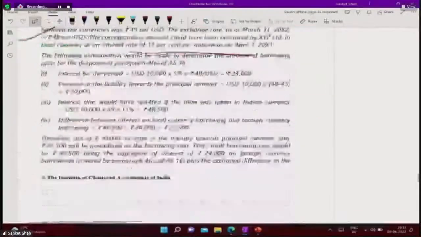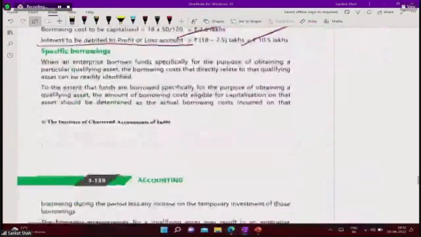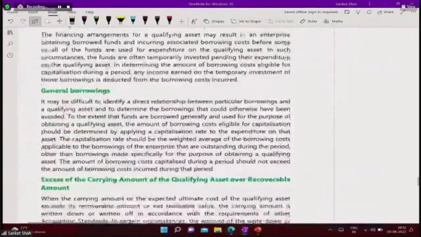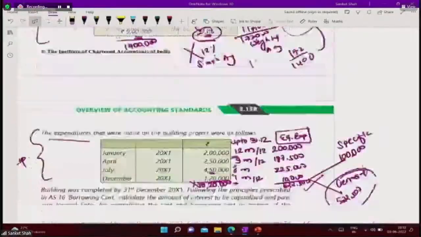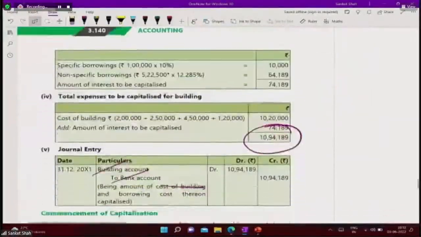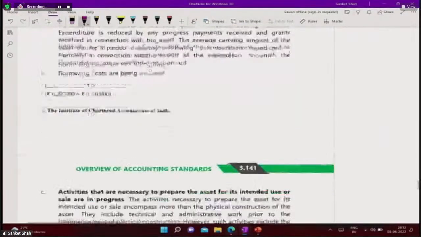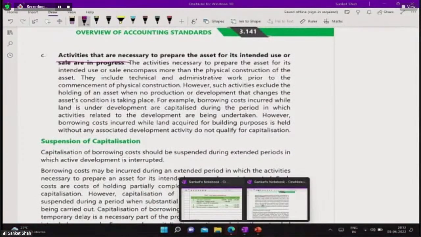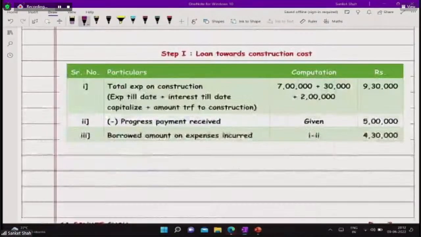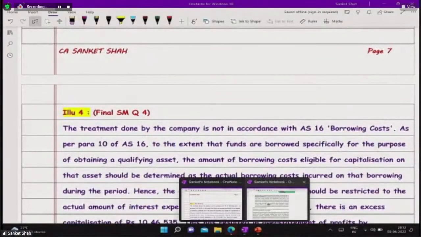Where is the theory? That payment has to be deducted. Yes, so this is the commencement of expenditure, according to borrowing and actual activities. Okay, I don't know the theory exactly, I just thought so. Okay, one more question I am giving you.